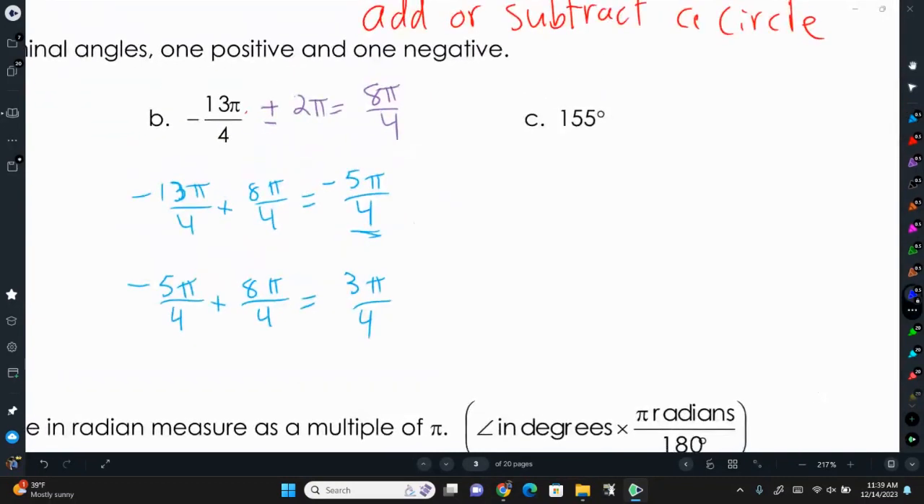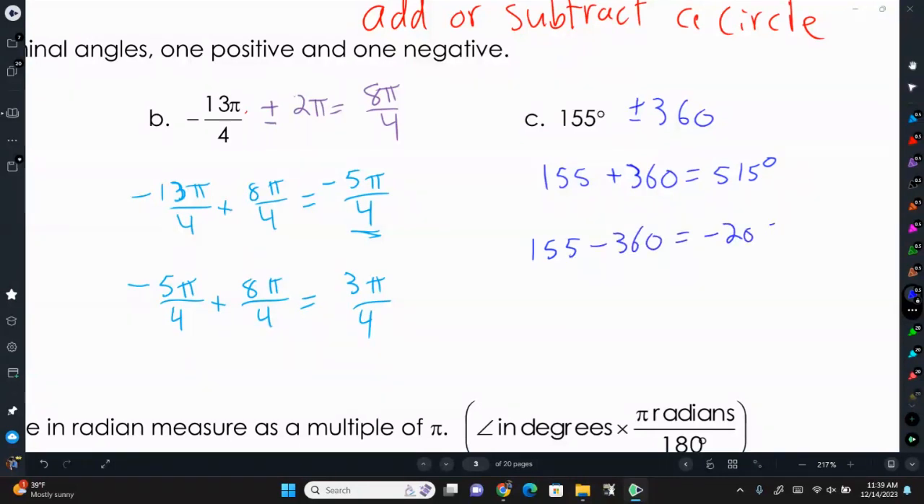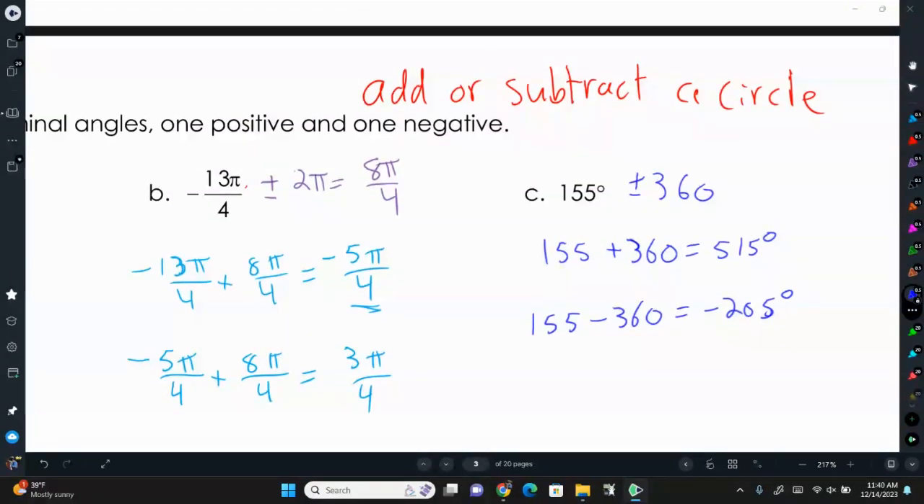Then we have 155 degrees, so now we're going to plus or minus 360 degrees. So 155 plus 360, that is 515 degrees. And then 155 minus 360 degrees, that will give us negative 205 degrees. So the idea with coterminal angles is we want to add or subtract a full revolution or a full circle, 360 degrees or 2 pi.